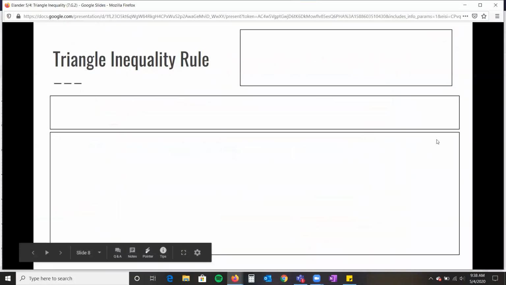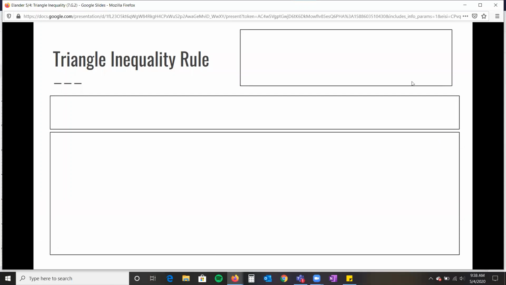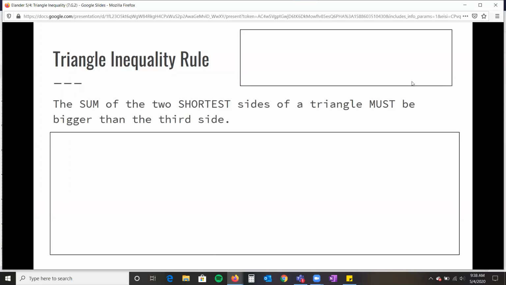All right, so this is crucial, guys. This is what we're talking about today. It all boils down to this triangle inequality rule. The sum of the two shortest sides of a triangle must be bigger than the third side. Okay, and I'll say that one more time. So the sum, right, adding the two together, of the two shortest sides of a triangle must be bigger than the third side.